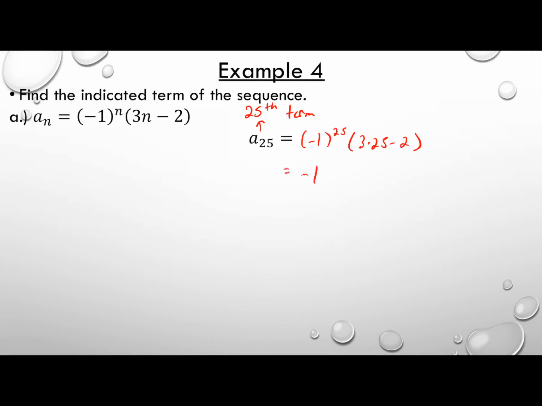And then what do we get here? We get 75 minus 2, so times 73. So it looks like our answer is -73. B is the same thing, except it's asking us for a sub 7.